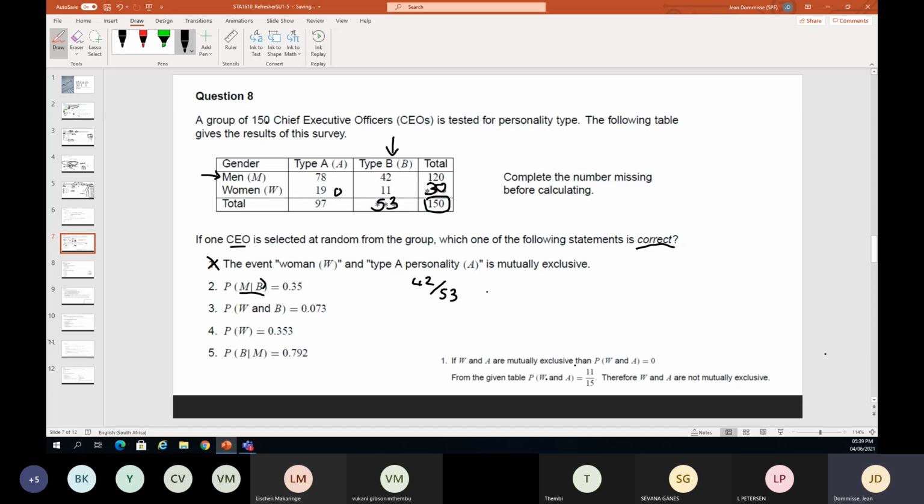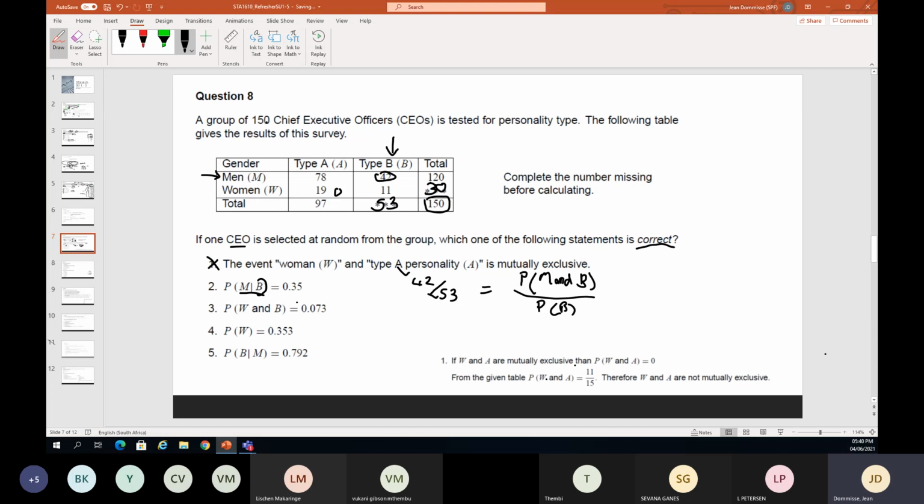The other way we could have done it, and this is more how I sometimes remember it: the probability of A given B is the probability of A and B, divided by the probability of B. So that is the probability of M and B, which is the 42, divided by the probability of B, which is the 53.